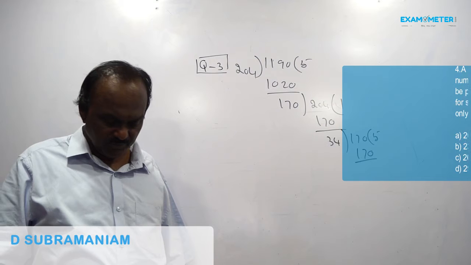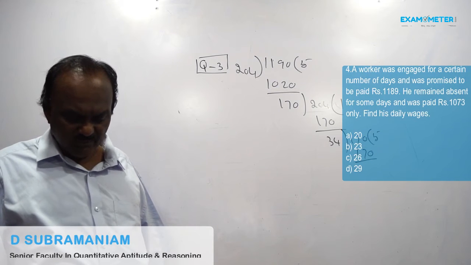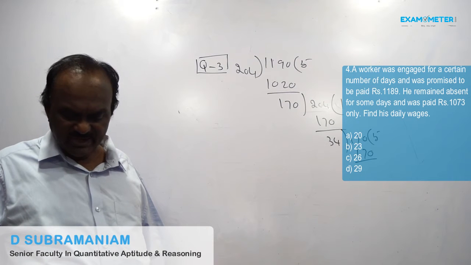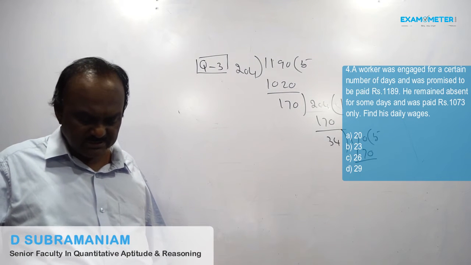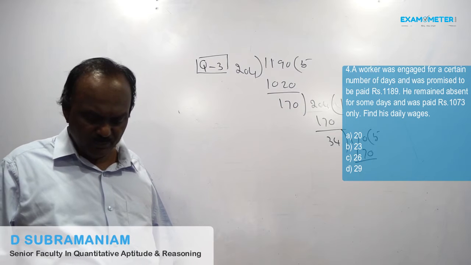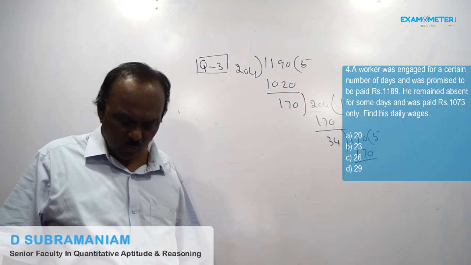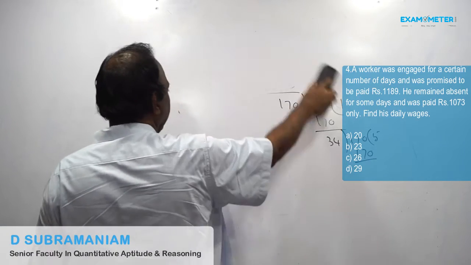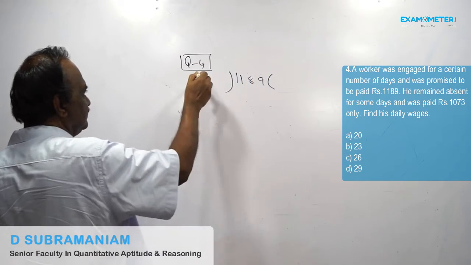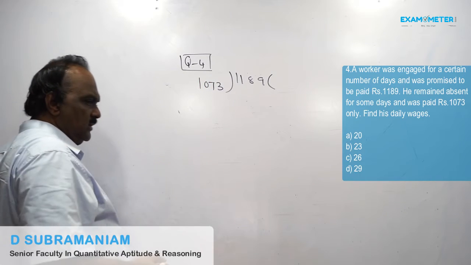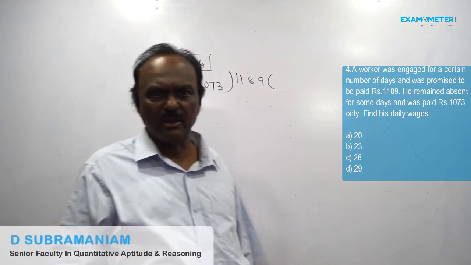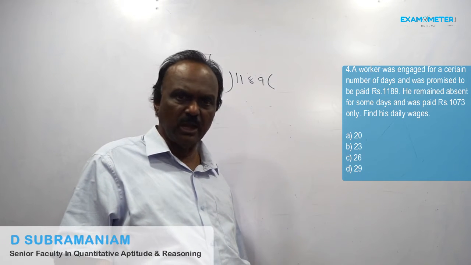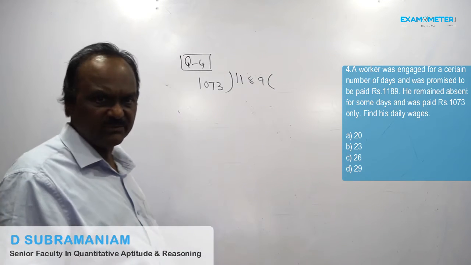Question number 4. A worker was engaged for a certain number of days and was promised to be paid rupees 1189. He was absent for some days. He was paid rupees 1073 only. Find his daily wages. We have to find out the highest common factor of 1189, 1073.